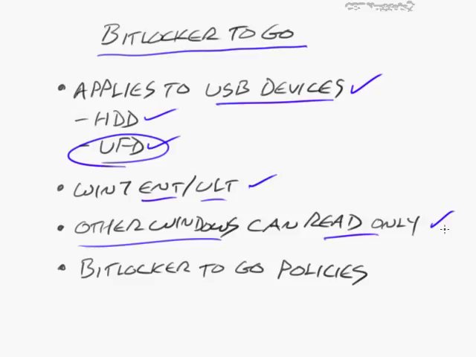But then you can't copy it back to the USB flash drive. You cannot modify in any way data on the USB flash drive with older versions of Windows. Of course, if I'm using the BitLocker drive on a machine that I encrypted it on in the first place, I have read-write access, but these other ones, no. There's also BitLocker To Go policies, which I'll show you here in a little while. In fact, let me go ahead and show you those now.